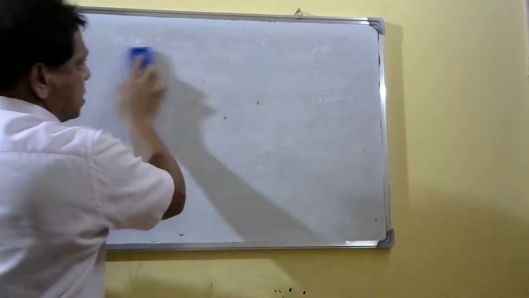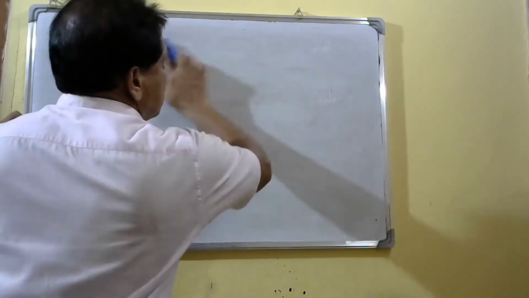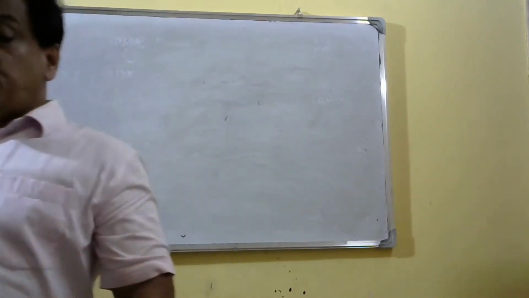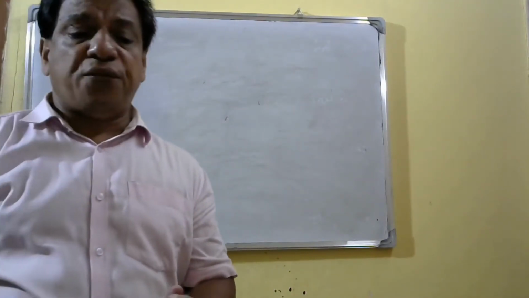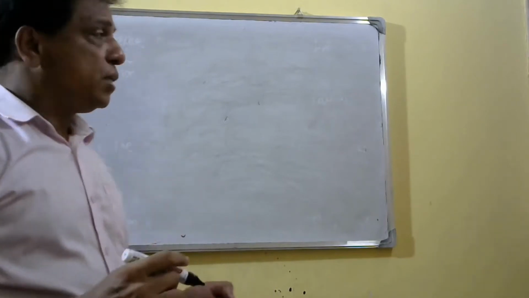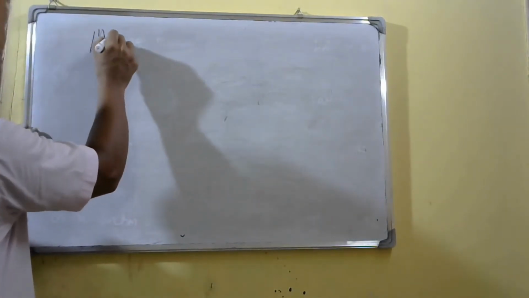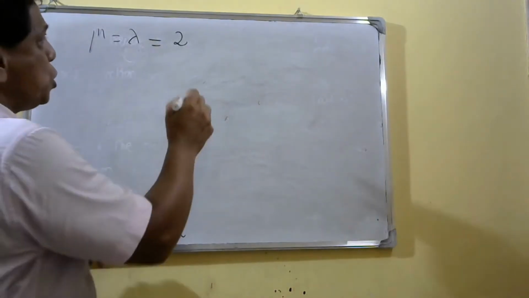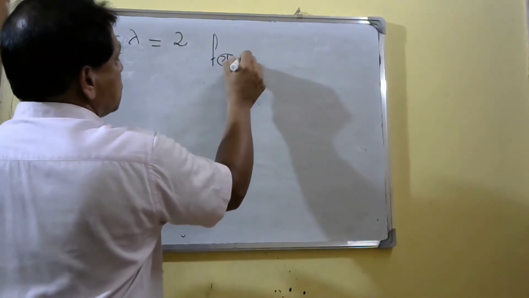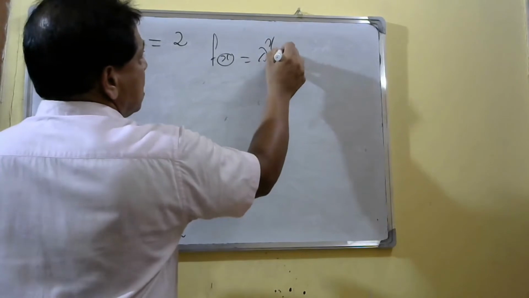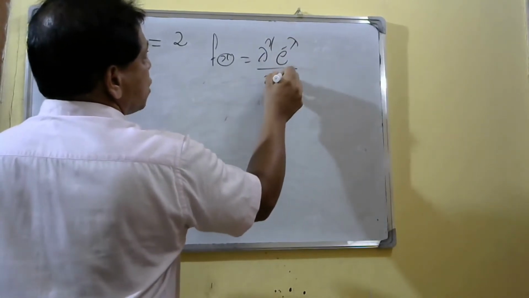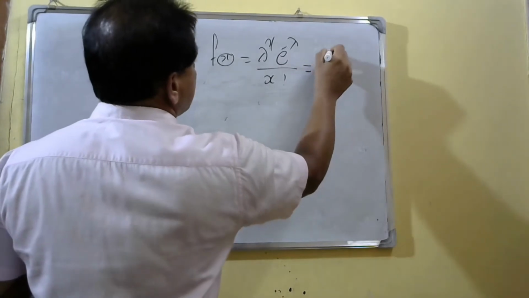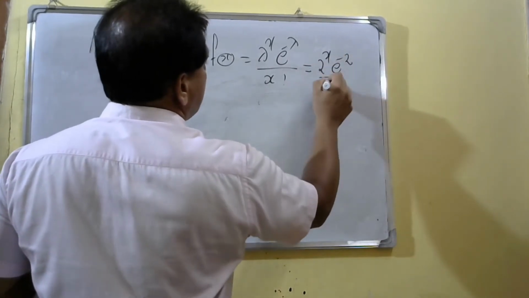The first case, we have to find out the probability of no accident on this section of highway during a 1 week period. Here mu, that is equal to lambda, is equal to 2. Therefore, our Poisson distribution f of x is equal to lambda raised to x e raised to minus lambda by x factorial. Here lambda is equal to 2, so f of x is 2 raised to x e raised to minus 2 by x factorial.